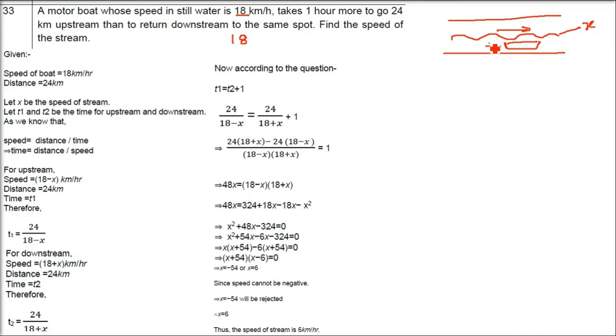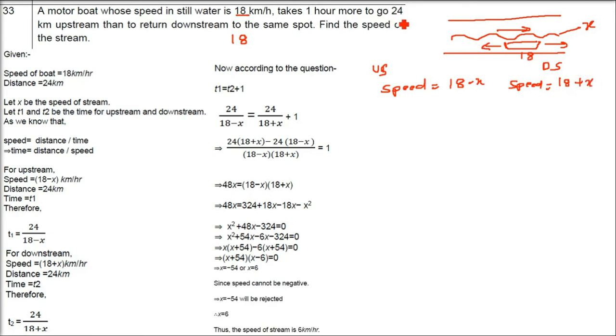So this is the motorboat we are talking about. Now its speed is 18. This water will be stopping it because it is going against the speed of the water. So the actual speed will not be 18, because it's working against the speed of the water. So 18 minus x. What about downstream? This speed of water will help the motorboat. So 18 plus x it will be.